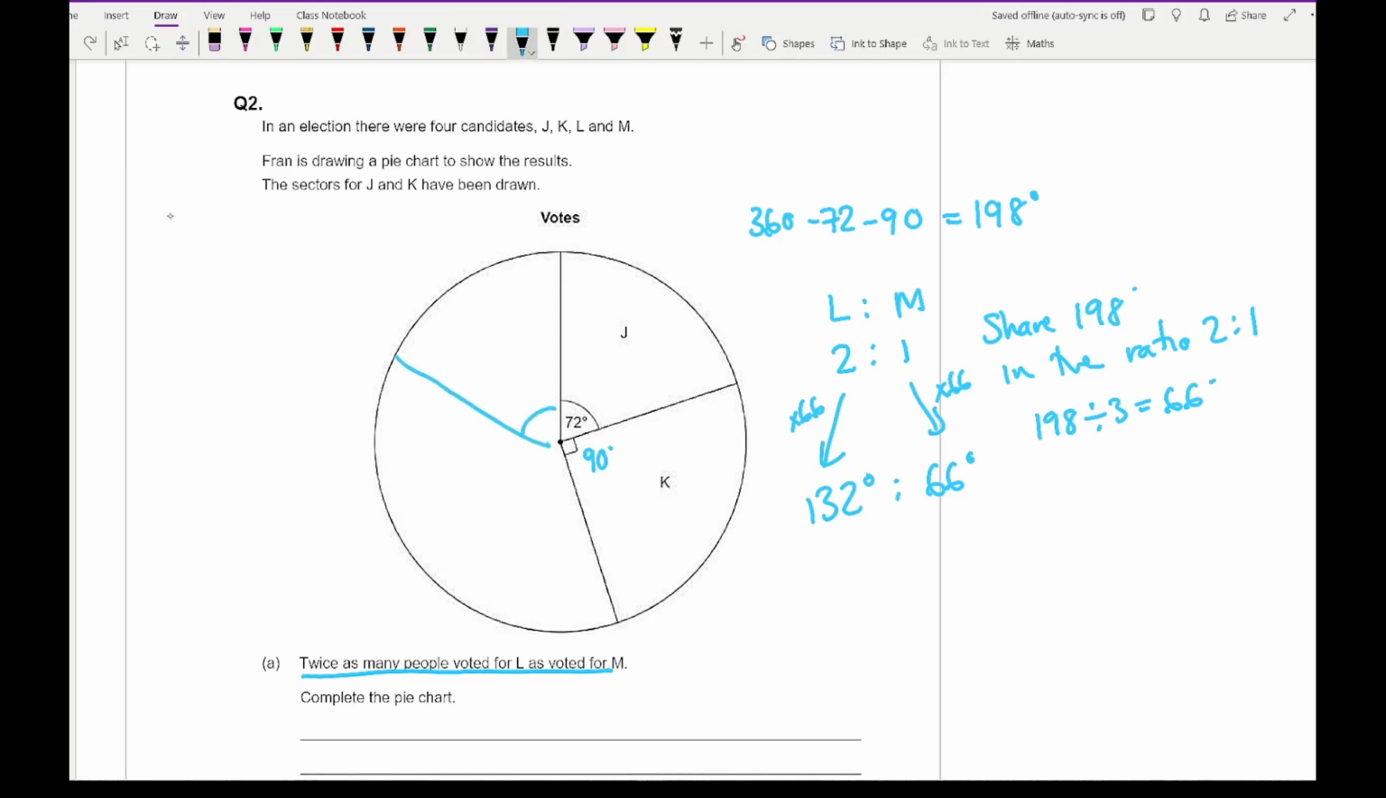So this angle here should be 66 degrees, and that is M. And this angle here should be 132, and that is going to be L.